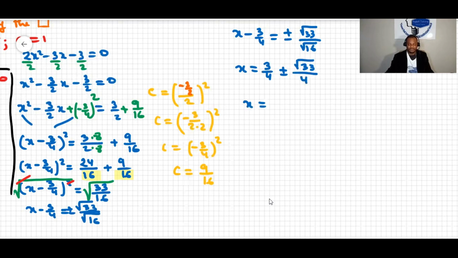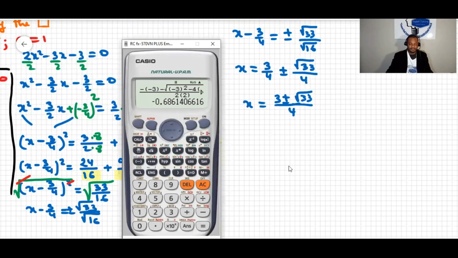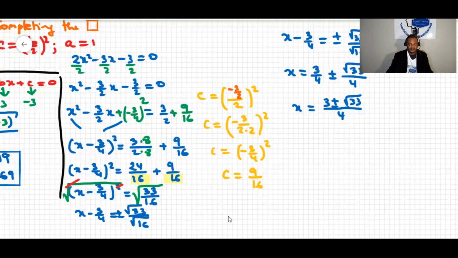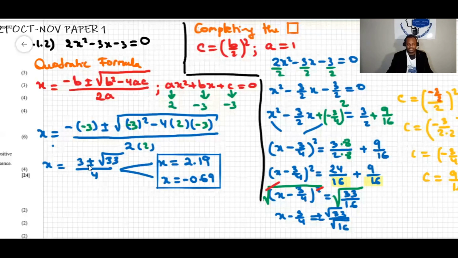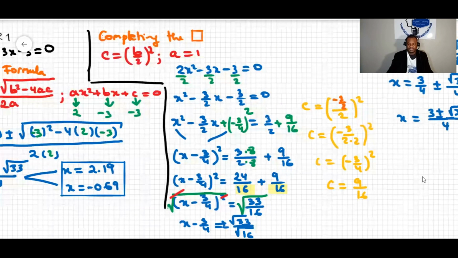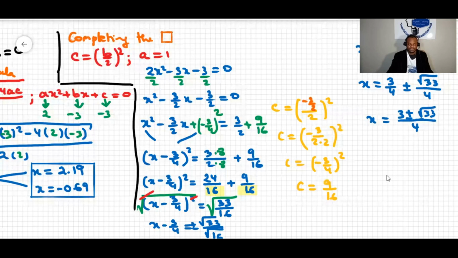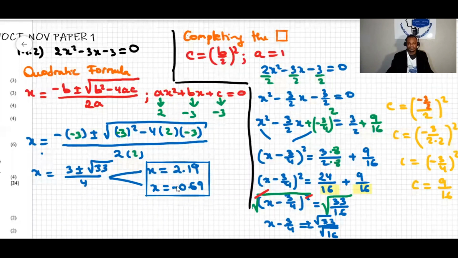And this can be combined: it's 3 plus or minus root 33, all over 4, which is the same value we got when we solved this using the quadratic formula, 3 plus or minus root 33 over 4. So the answer will be the same as over here. Thank you.